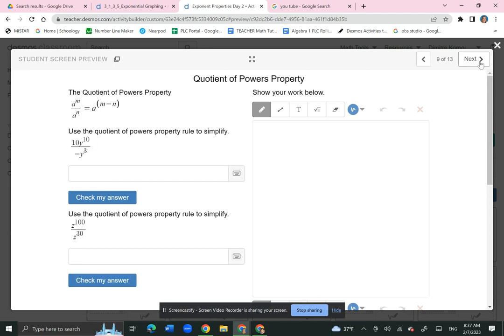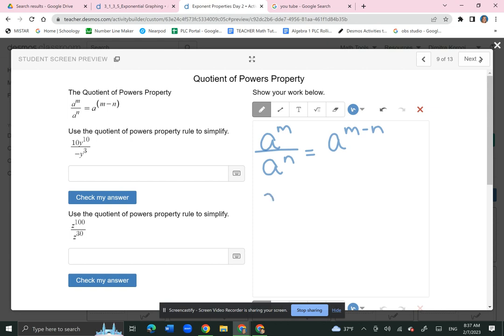Okay, really quick. I'm going to do the quotient of powers property, and then you can practice these. So if I have a raised to the power of m divided by a raised to the power of n, I'm going to subtract the exponents. So a raised to the power of m minus n. When I multiply powers with the same base, I add the exponents. When I divide powers with the same base, I subtract the exponents.